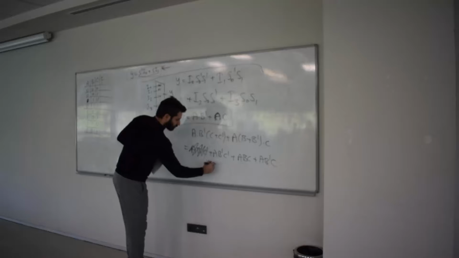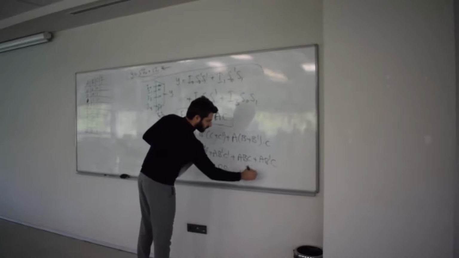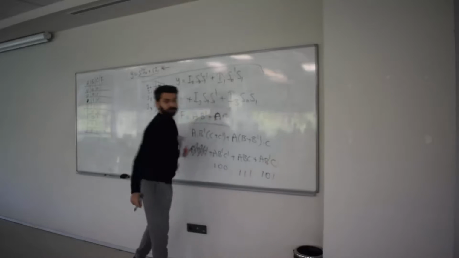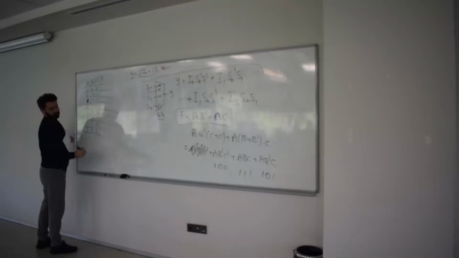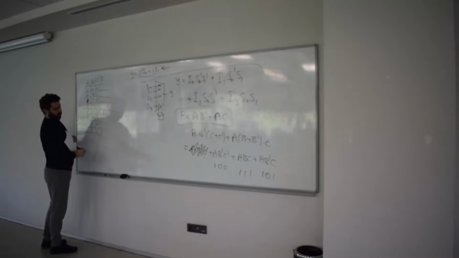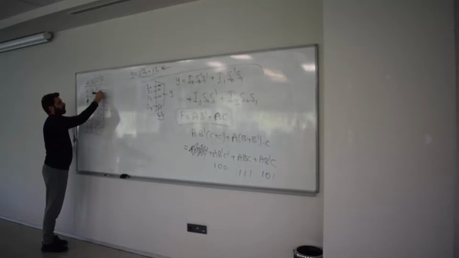So let's just come back here. This corresponds to what? 1, 0, 0. This corresponds to 1, 1, 1. This corresponds to 1, 0, 1, right? In the truth table. So 1, 0, 0 is 1, 1, 1, 1 is 1, and 1, 0, 1 is 1. The rest is just 0.